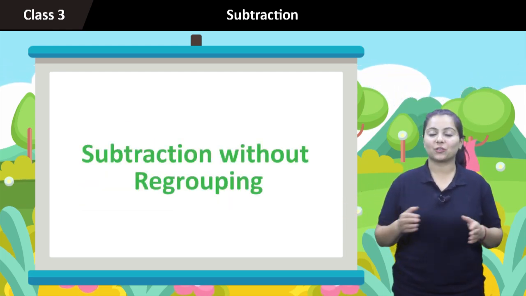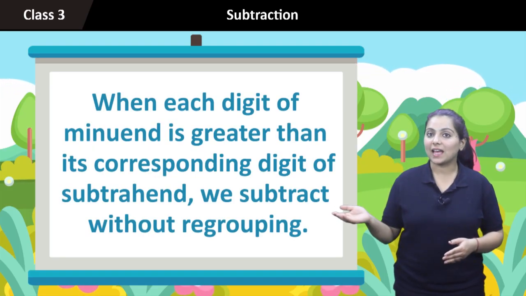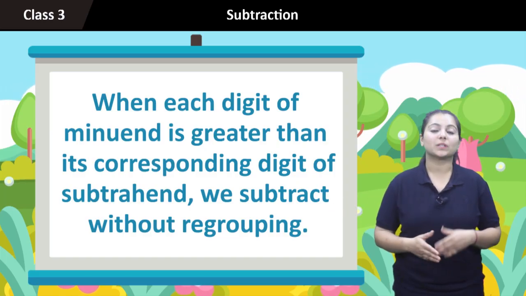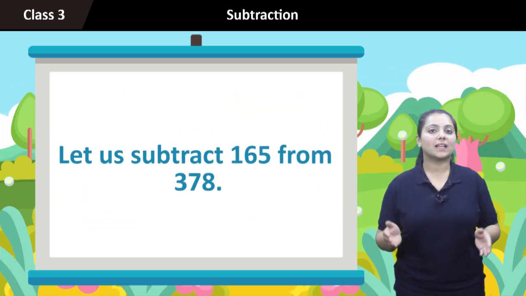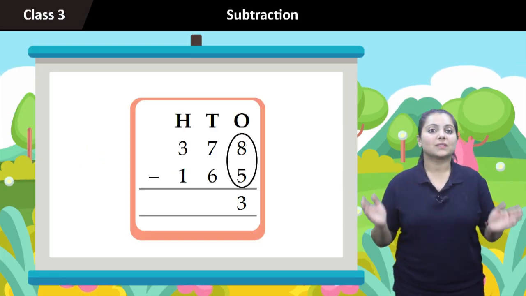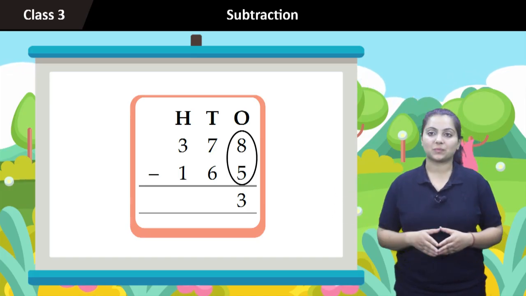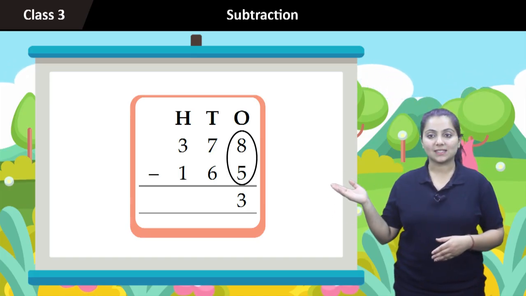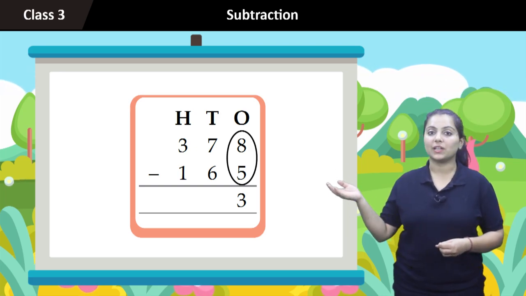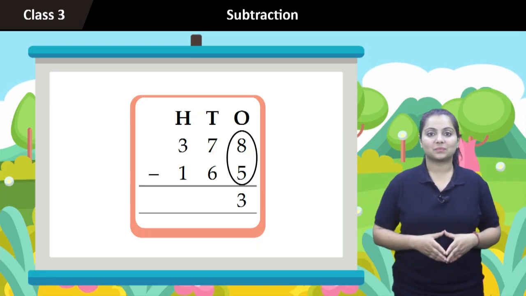Subtraction without regrouping. When each digit of the minuend is greater than its corresponding digit of the subtrahend, we subtract without regrouping. Let us subtract 165 from 378. Arrange the given numbers in columns and then follow these steps. Subtract the ones. 8 ones minus 5 ones is equal to 3 ones. Write 3 under the ones column.